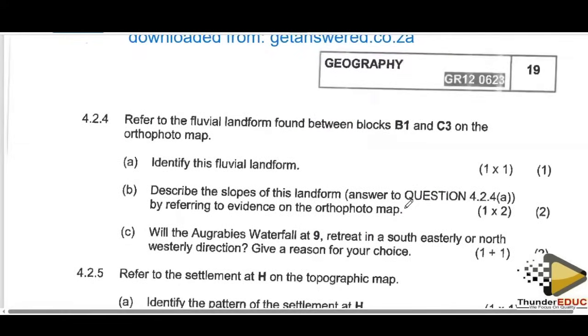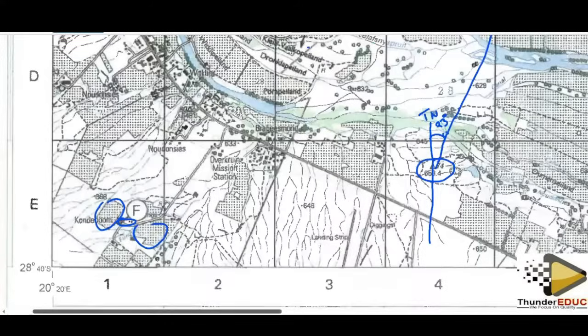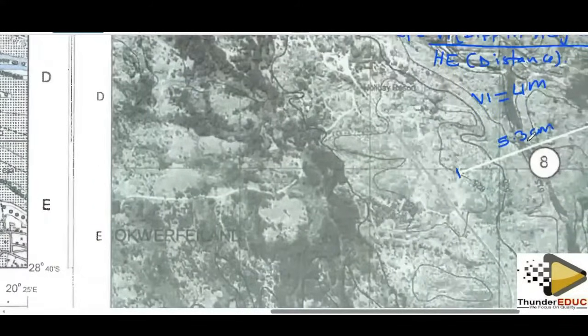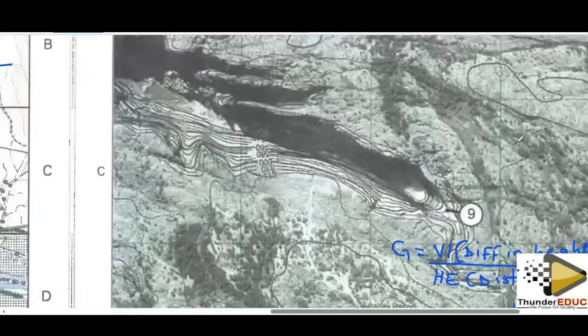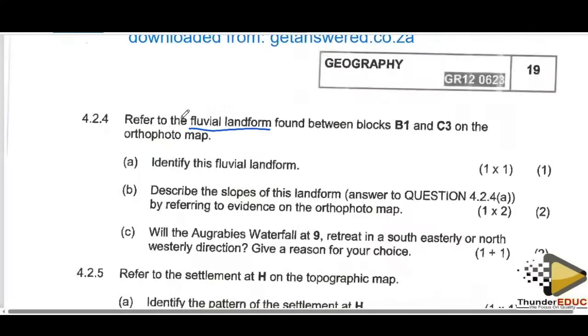4.2.4, refer to the fluvial landform found between block B1 and C3 on the orthophoto map. The fluvial landform, right? Let's go back to our orthophoto map. This is our block C1, C2, C3. The question says again, the fluvial landform found between blocks B1 and C3.